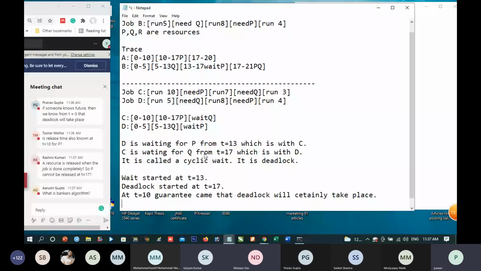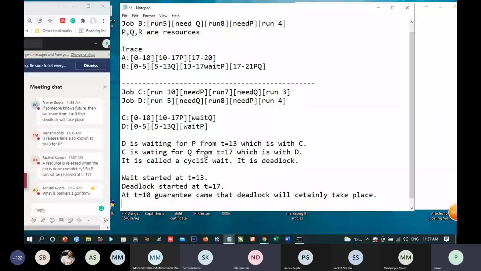No, I will answer this. If suppose operating system knows the future, then what will the operating system do? At t equal to 0, both of them will start executing. And then at t equal to 10 itself, C will not be given the resource P even when resource P is free. That comes under deadlock avoidance using Banker's algorithm. Is it correct? Yes.